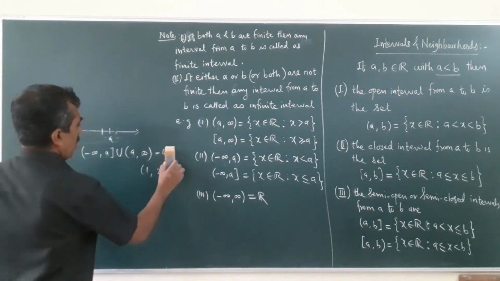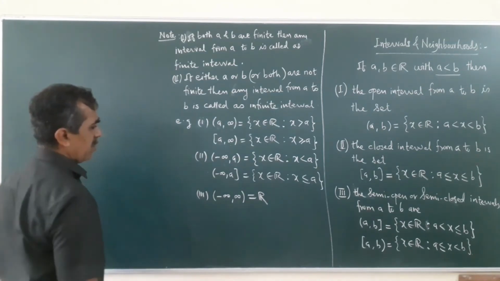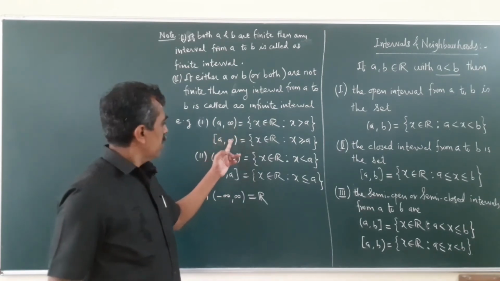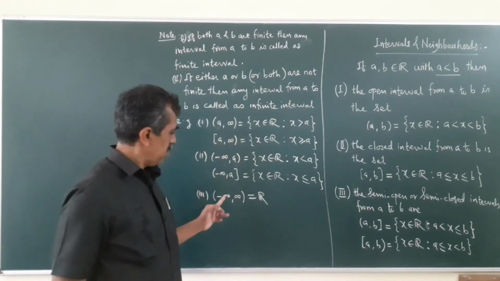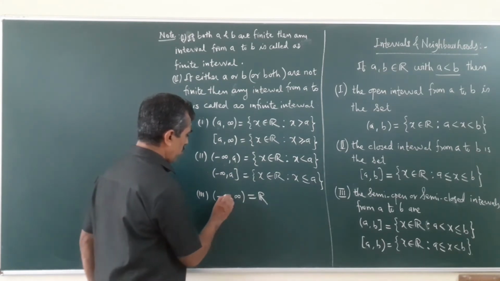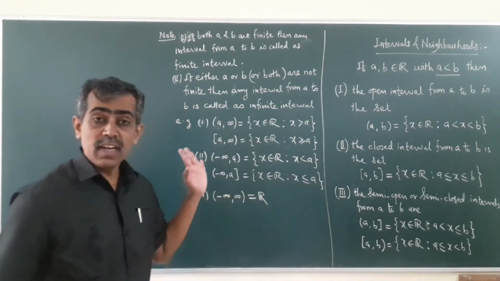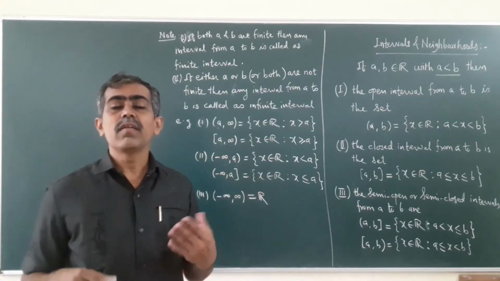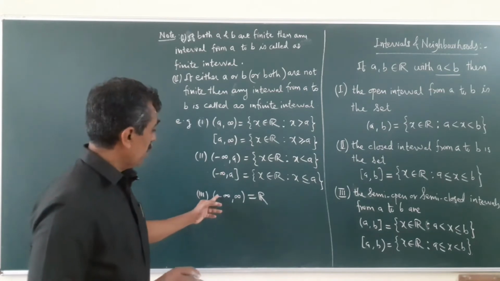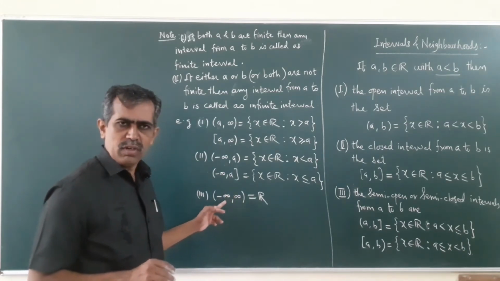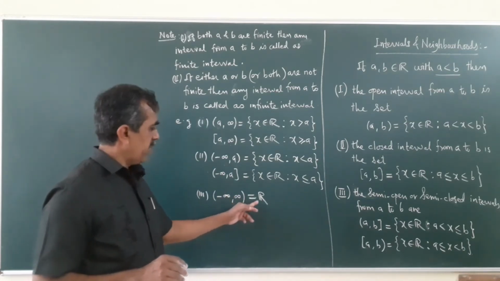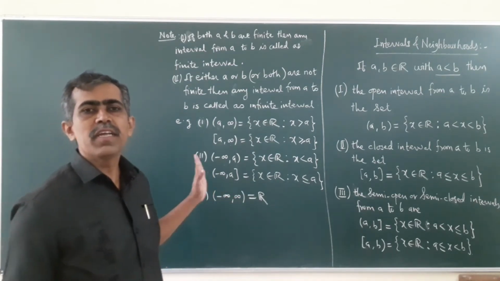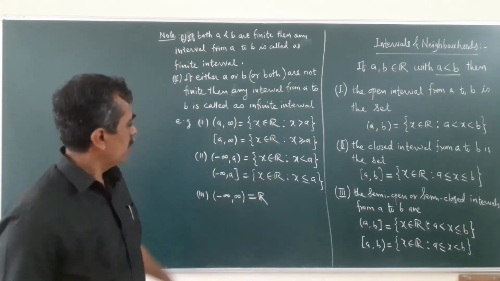So remember, in these there is only a single infinity. Here there are two infinities, so that is called doubly infinite. So our real line is a doubly infinite open interval. There are two infinities, and we can write R as an open interval, a doubly infinite open interval.